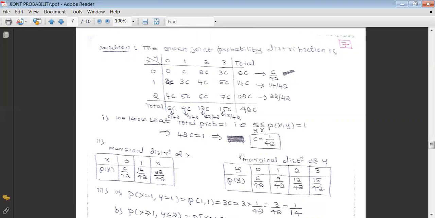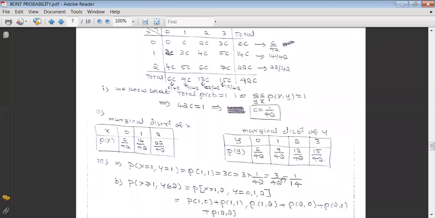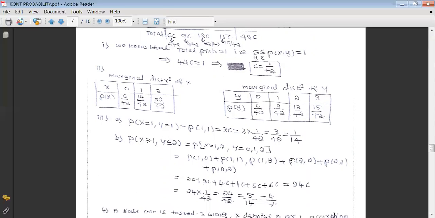In the same fashion, the marginal distribution of y we have to list out. In this case, the values taken by y are 0, 1, 2, and 3. And the totals of the first column, second column, third column, and fourth column respectively are 6 by 42, 9 by 42, 12 by 42, as well as 15 by 42. This is the marginal distribution of y. Definitely, once you take the totals of each marginal distribution of x as well as y, they result in 1.